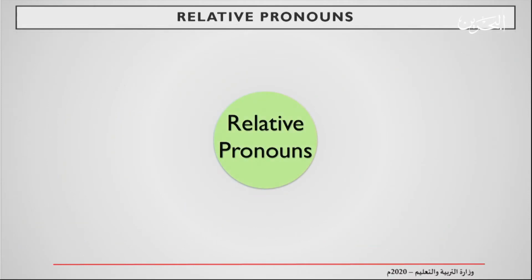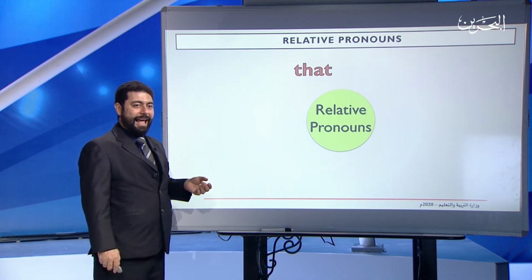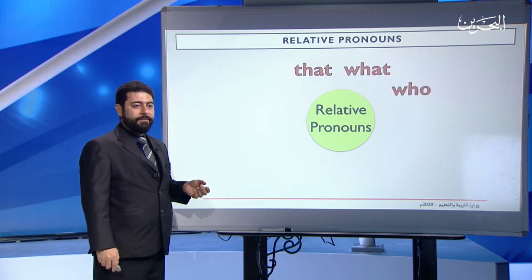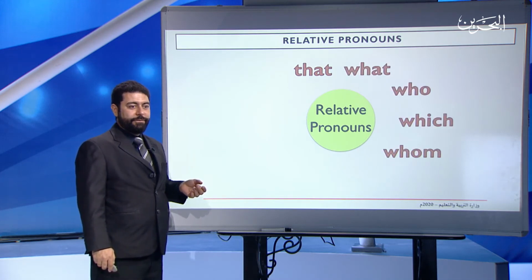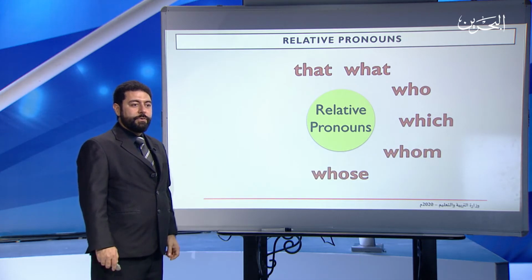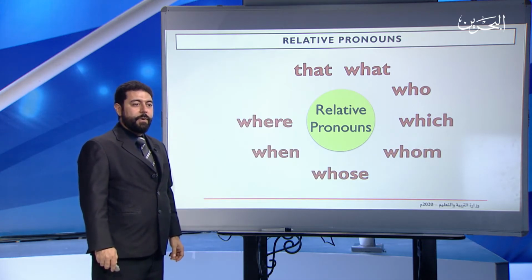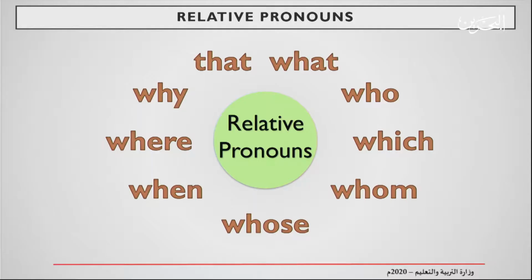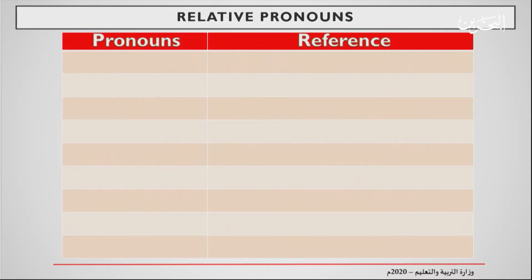So, let me introduce the relative pronouns. The first one is that. What, who, which, whom, whose, when, where, and why. There are about 9 of them. All right. So, relative pronouns. The pronouns again. Do you remember them?